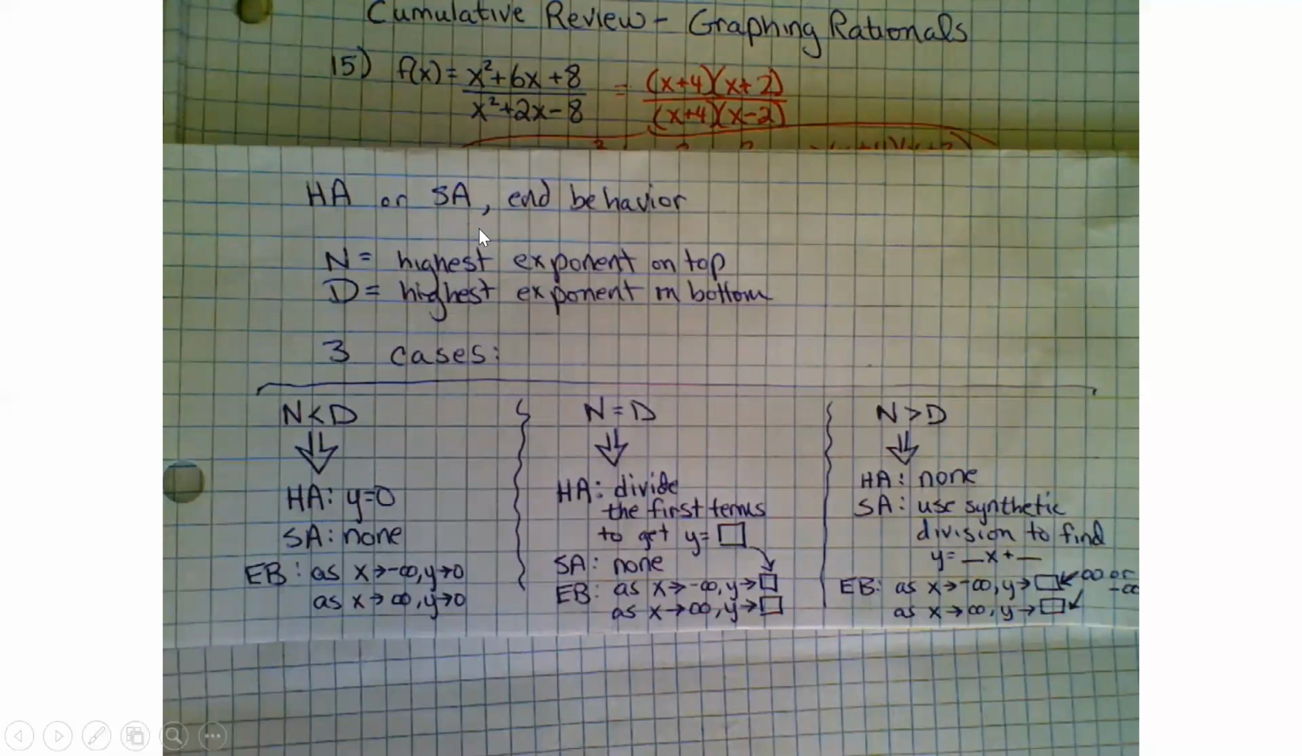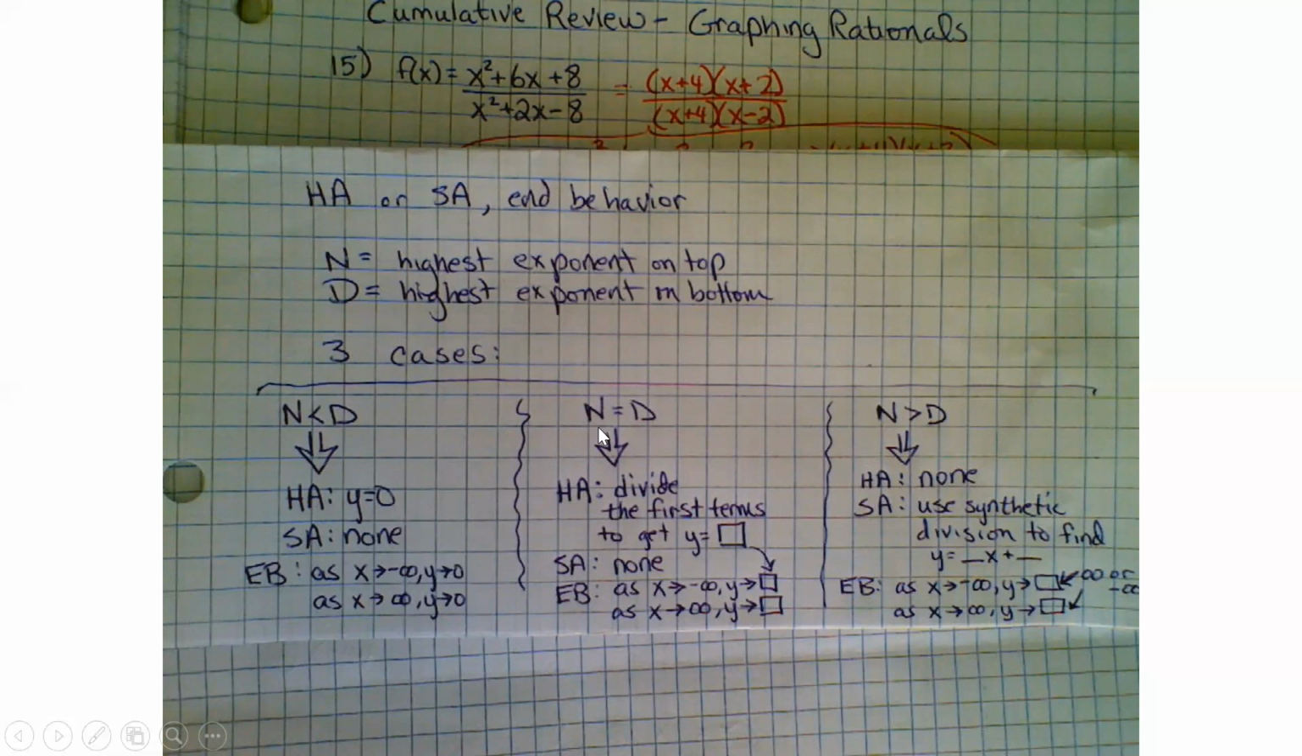Finally, we've got horizontal or slant asymptotes and end behavior, and those all kind of go together. You want to look at the highest exponent on top, that's this right here, the 2. And you want to look at the highest exponent on bottom, that's this 2 right there. We've got 3 cases. Either the exponent on top is smaller than the one on bottom, in which case we have a horizontal asymptote on the x-axis at y equals 0, no slant asymptote, and the end behavior for negative infinity and infinity in x, y goes to 0, matching the horizontal asymptote.